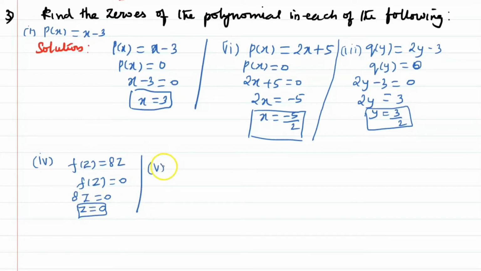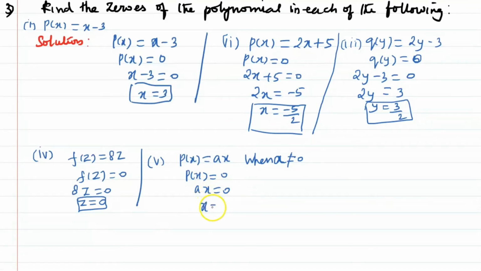Next, fifth question. P of x is equal to ax, when a is not equal to 0. So P of x is equal to 0. So ax is equal to 0. So x is equal to 0.